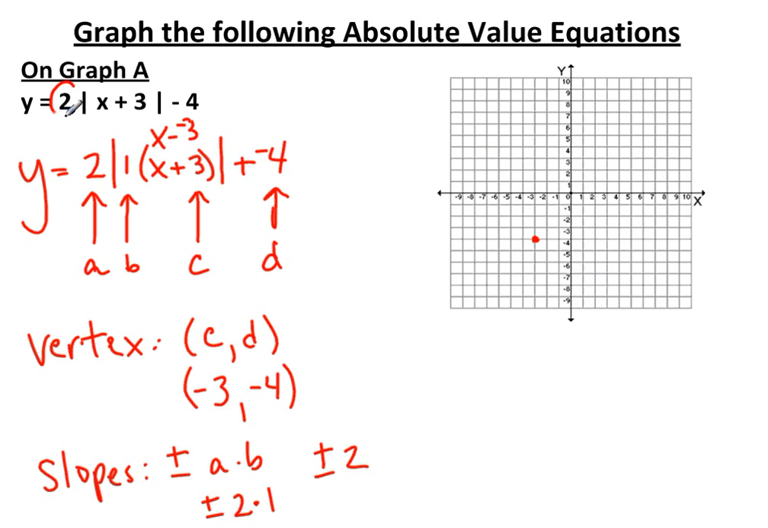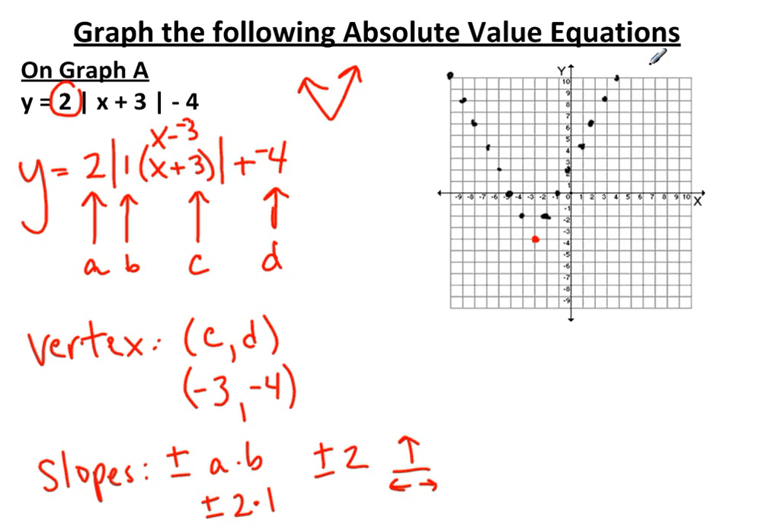Well, if I look at the A value, it's positive, so I know this is an upward-facing absolute value. So that means I'm going to go up 2, and then left and right 1 for my positive and negative slope. So let me change the color to make it a little easier. I'm going to go up 2, right 1, up 2, right 1, up 2, left 1, up 2, left 1. And I'm going to do this all the way across, just to be more accurate, to the left and to the right.